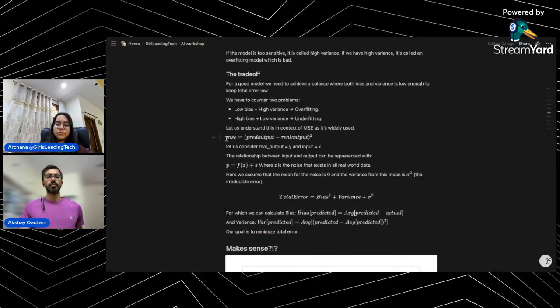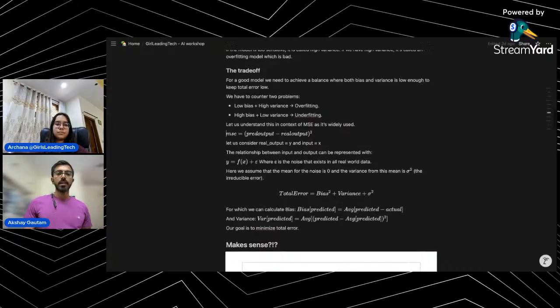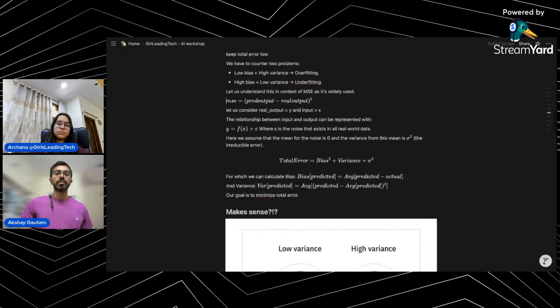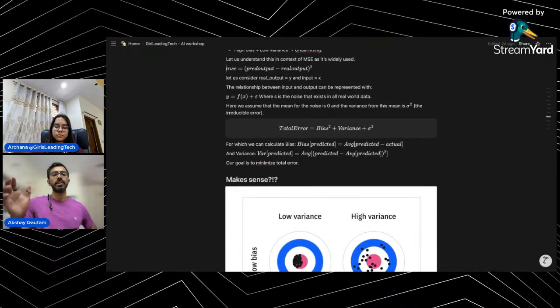This is the MSE formula, right? So we take the prediction output, which is my model's prediction, and we take the real output because it's supervised learning and we know what the real output is. We take its difference and then square it to get the MSE, right? Now, if you consider our real output is Y and our input is X, so the real output that we already have, the right answer, is Y, and our question is X. The relationship between input and output can be represented as output equals some function of X plus epsilon.